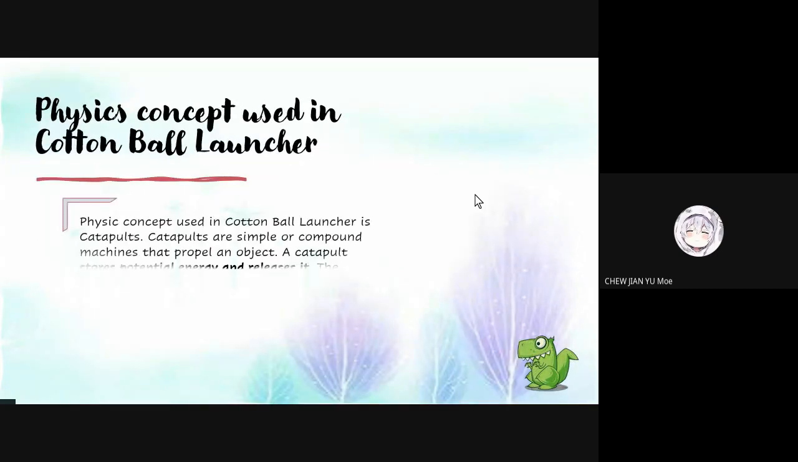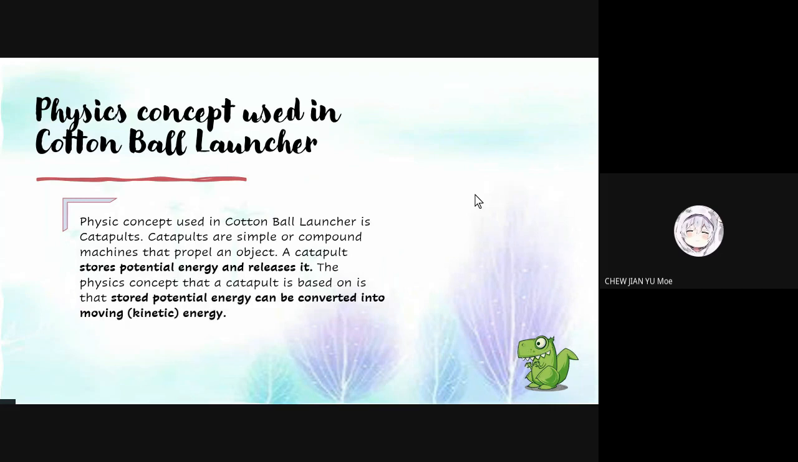First, the physics concept used in the cotton ball launcher is the catapult. Catapults are simple or compound mechanisms that propel an object. A catapult stores potential energy and releases it. The physics concept that a catapult is based on is that stored potential energy can be converted into moving energy, that is kinetic energy.